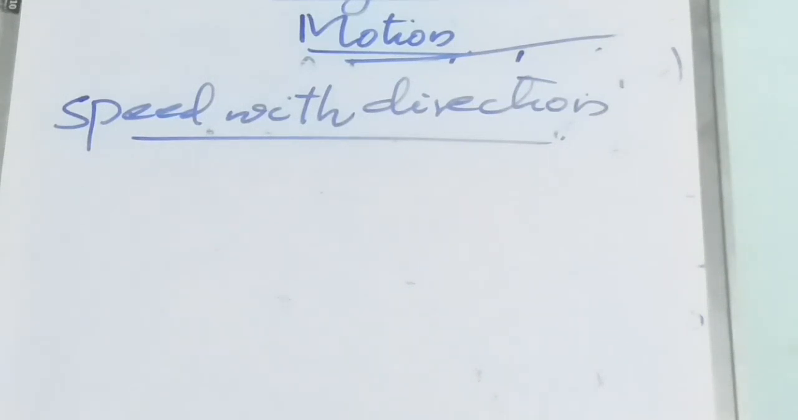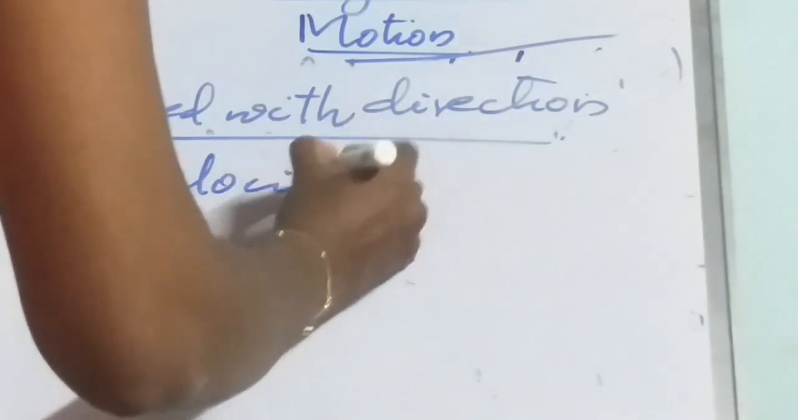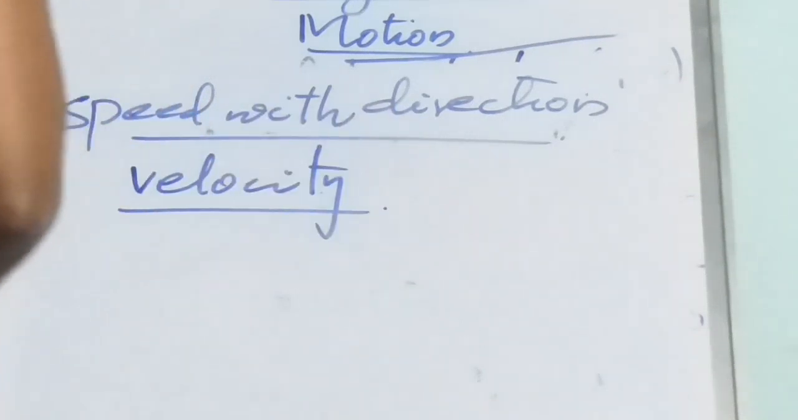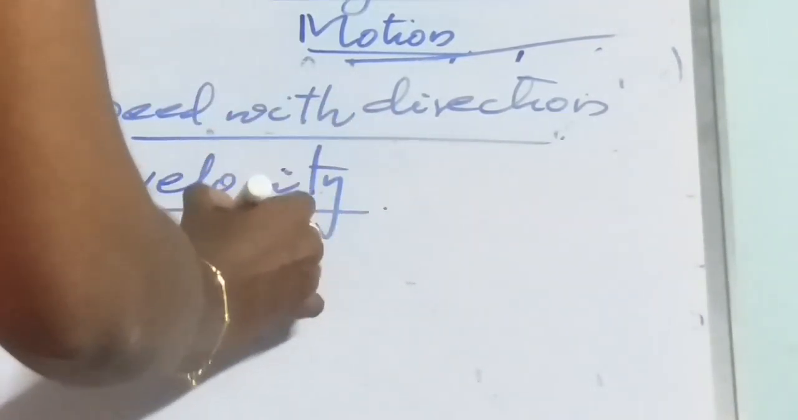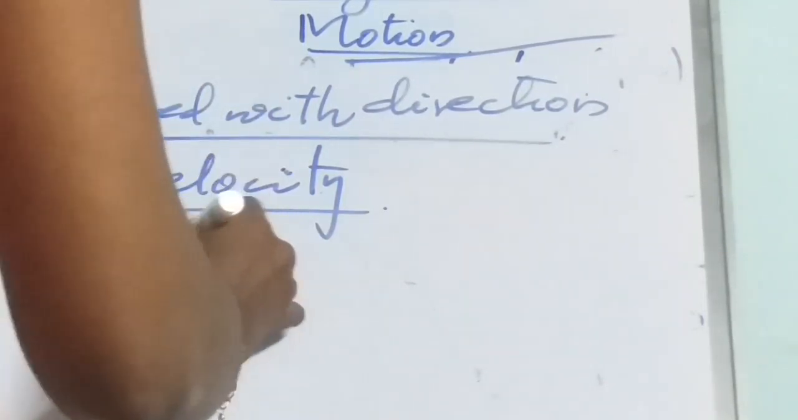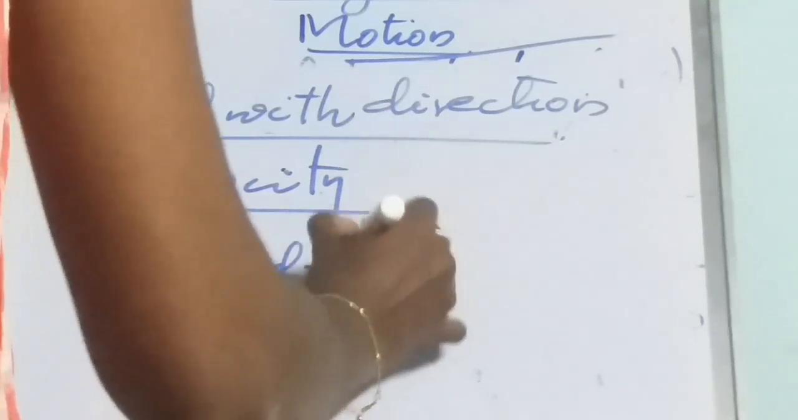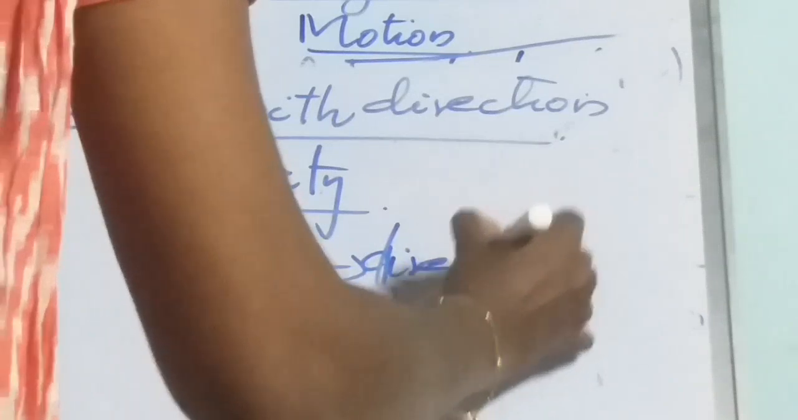In that case, we are using a physical quantity to represent both the aspects, that is, both magnitude and direction. We are using a physical quantity that is called velocity. Velocity means along with the speed we have to specify its direction. So velocity is the speed of an object moving in a particular direction.